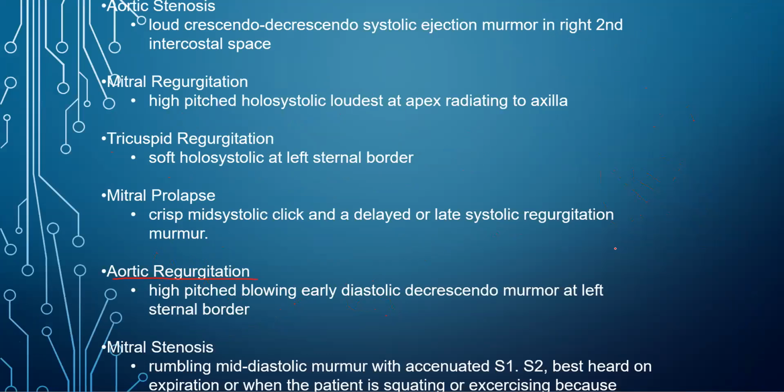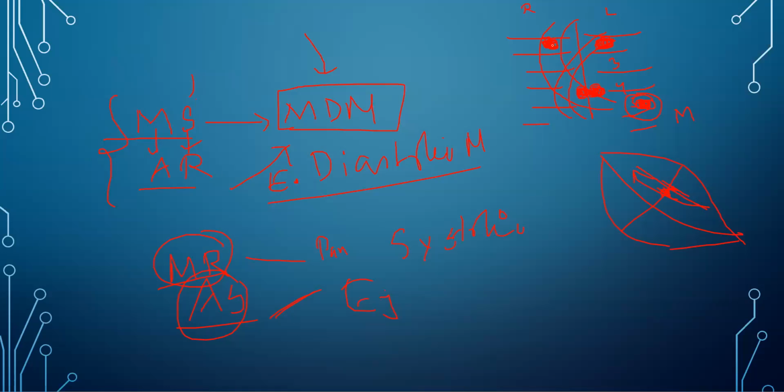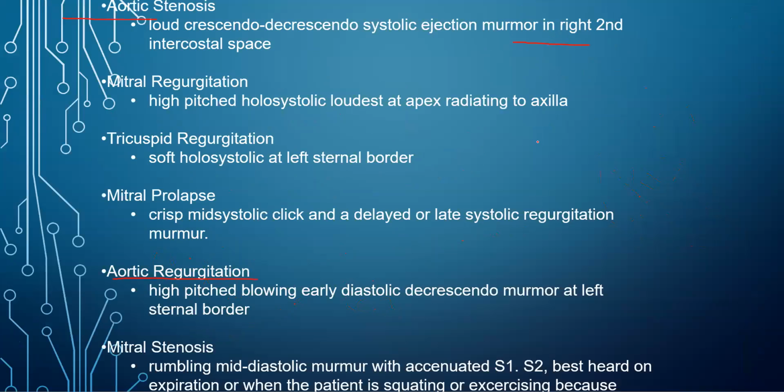Great. Now just go through the site of each murmur. Aortic stenosis murmur: it's an ejection systolic murmur in the right second intercostal space. Remember I said that one of the aortic murmurs comes in the right second intercostal space? That's your aortic stenosis murmur.